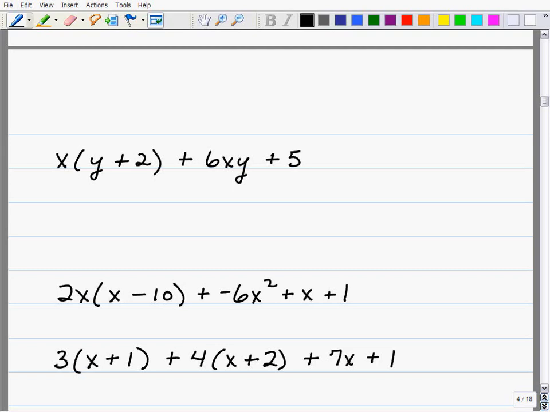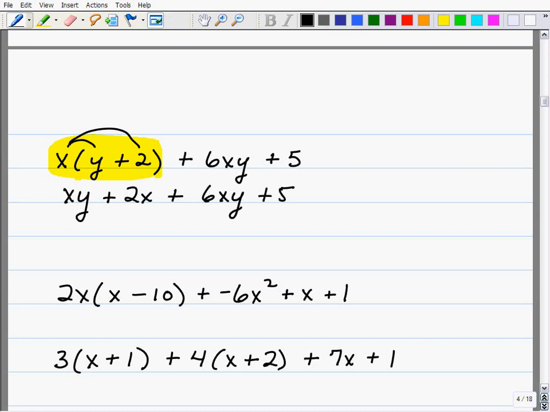So ask yourself, is there a distributive property situation in this particular algebraic expression? Remember, you can recognize a distributive property situation when there are parentheses. So this is a distributive property situation, and we can't clearly see the terms here. So go ahead and apply the distributive property. That's going to be x times y, or xy, plus x times 2. Now, if this is confusing to you, you need to go back and take a look at the distributive property video. Now, I'm just going to rewrite the rest of the expression, 6xy plus 5.